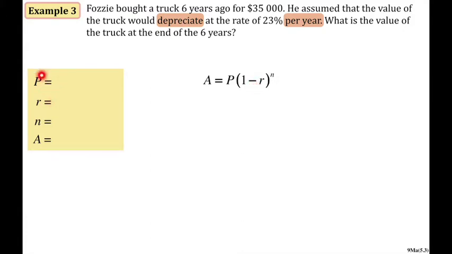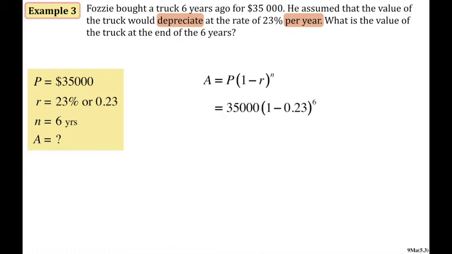So what's P? Well, that's what we started with. We started with a value of $35,000 for our truck. What's R? The interest rate is 23% per year. What's N? 6 years. For this question, you'll notice that the interest rate and the time are both in years, that's good. What's A? That's what we want to know, the amount that the truck is worth at the end of 6 years. So we put those values into our formula. The truck after 6 years is no longer worth $35,000. Through wear and tear and age, it's now worth $7,294.78. So it's not worth much at all compared to its original price.